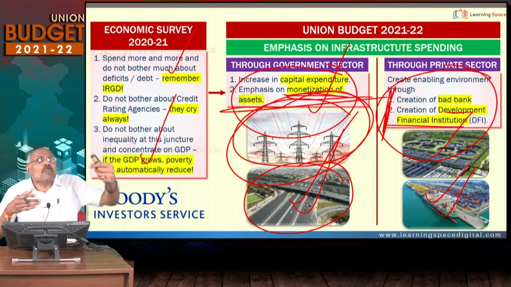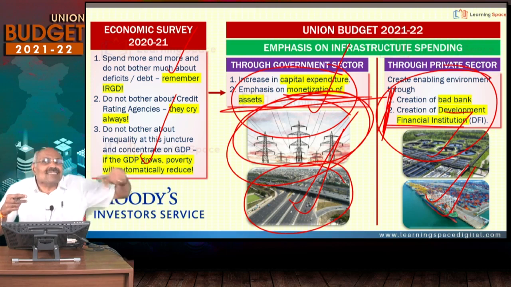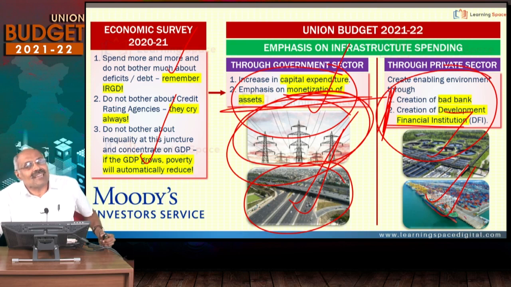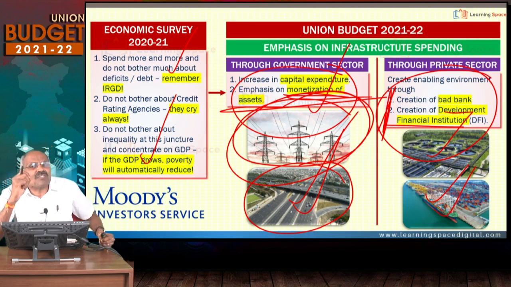Disinvestment means selling the public sector undertakings. This is the basic difference between monetization and disinvestment. Sometimes monetization may also involve selling the government land. That also comes under monetization of assets. Please don't forget this difference between monetization of assets and disinvestment. So friends, till now I explained the central theme of the budget: go for more and more infrastructure spending, both by the government, and at the same time facilitate an environment for the banks and development finance institutions to lend to the private sector. This is the central theme of the budget.